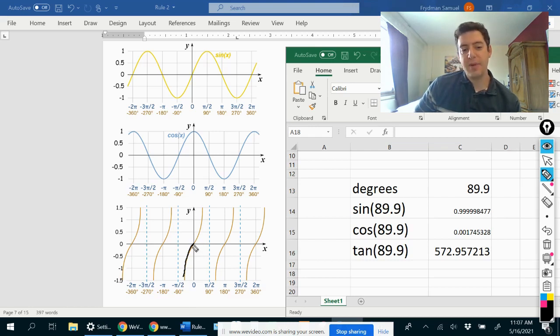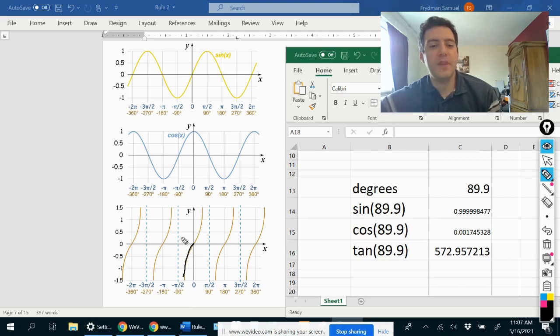Now, why is that happening? Why is this in negative territory here? Well, that's happening because over here the sine is in negative territory. So again, the way that we get tangent is just by dividing the sine by the cosine.